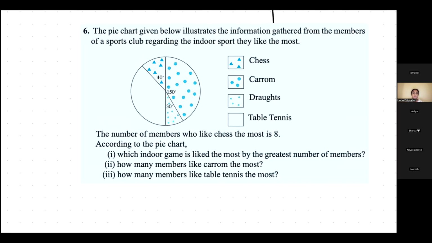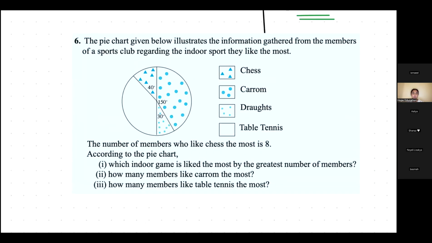Chess, carom, draughts, and table tennis. The pie chart given below illustrates the information gathered from the members of a sports club regarding the indoor sport they like the most. Okay. So some angles are here, some angles are not here. According to the pie chart, which indoor game is liked the most by the greatest number of participants?